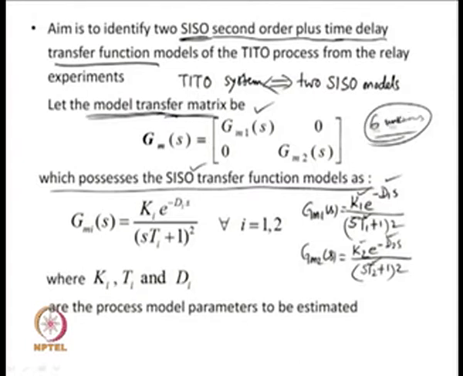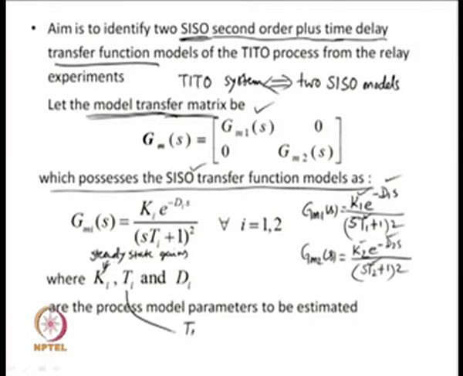Okay. What are those K's, D's and T's? K's are the steady state gains. So, we will have two steady state gains K1 and K2. What are the T's? T's are the time constants. So, T1, T2 are the time constants, and what are the D's? D1 and D2 are the time delays.